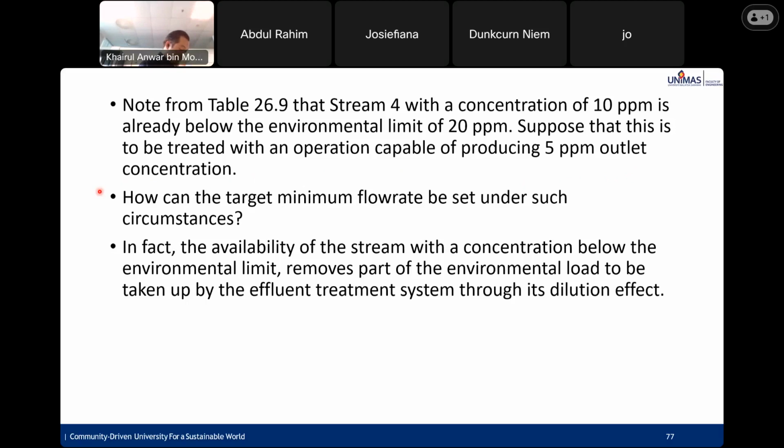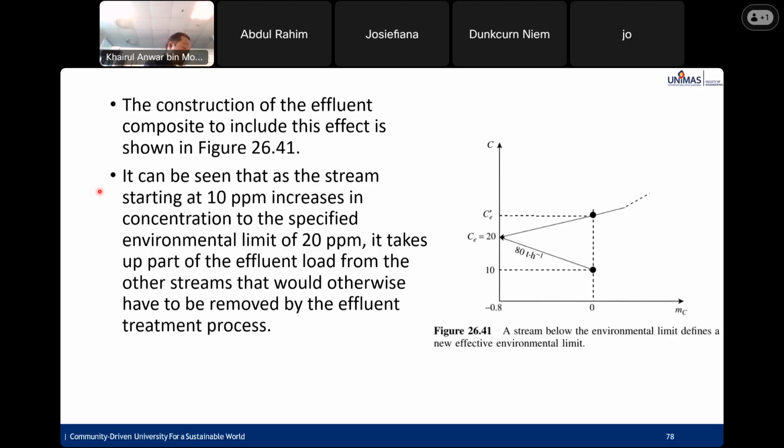This topic is a continuation from the subtopic targeting minimum wastewater treatment flow rate for a single contaminant. In fact, the presence of a stream with concentration below the environmental limit removes part of the environmental load to be taken up by the effluent treatment system through a dilution effect. The construction of the effluent composite to include this effect is shown in figure 26.51.